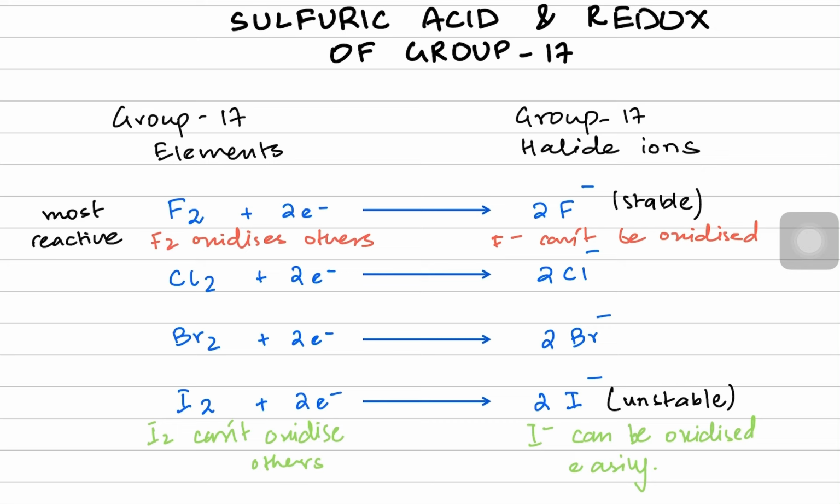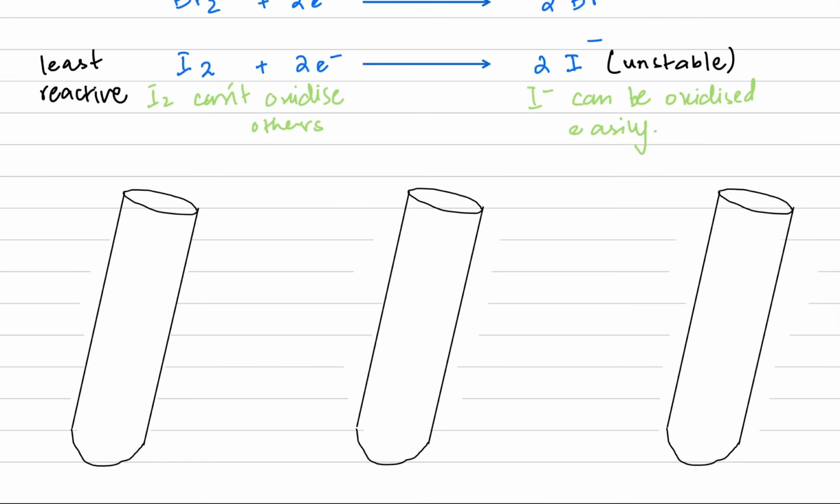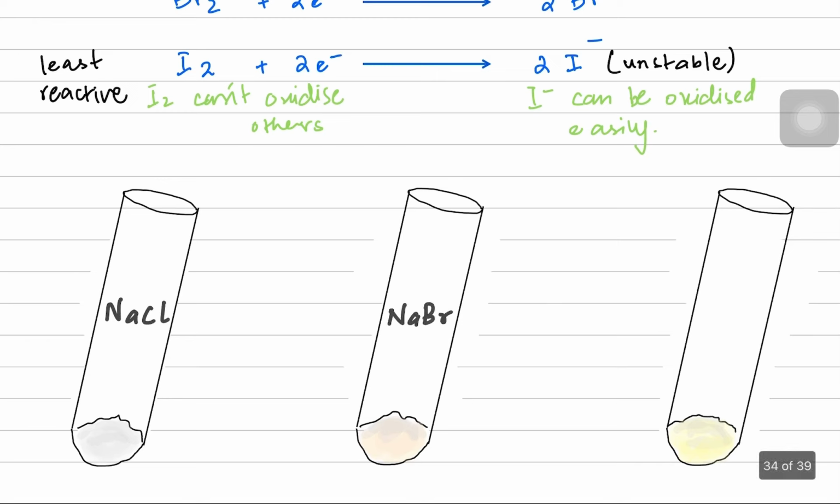So fluorine is a reactive element which makes fluoride ions, but iodine is the least reactive because it cannot make iodide really easily. To understand this further, imagine 3 test tubes, each containing one salt: sodium chloride, sodium bromide and sodium iodide, one in each. I'm adding concentrated sulfuric acid into these salt samples.